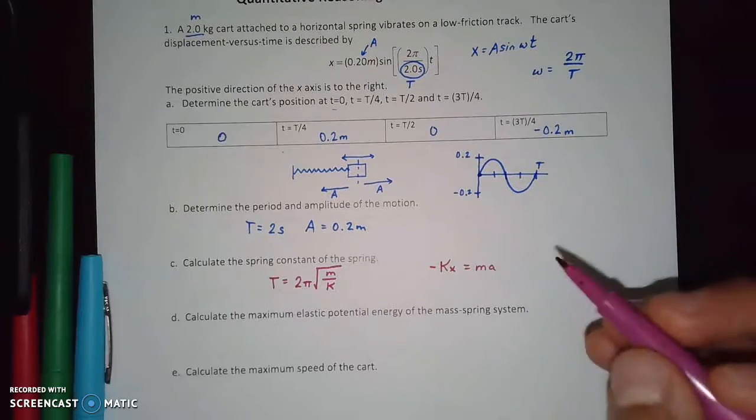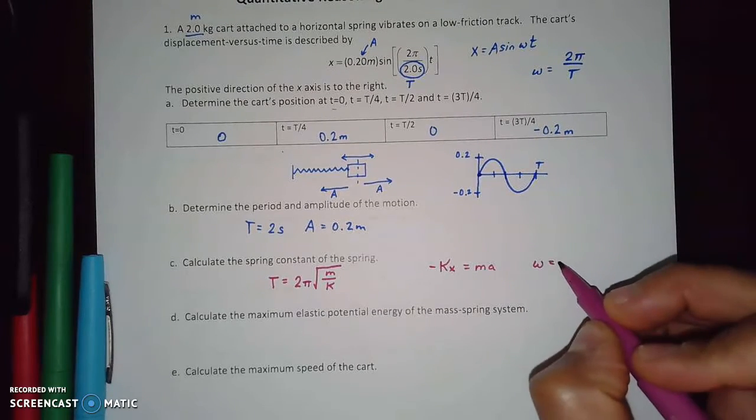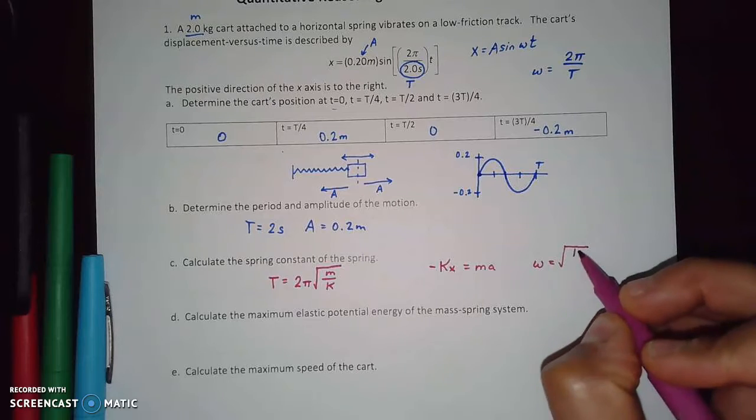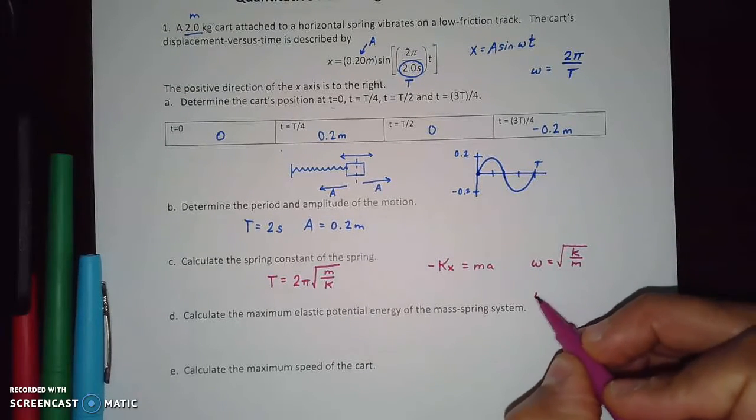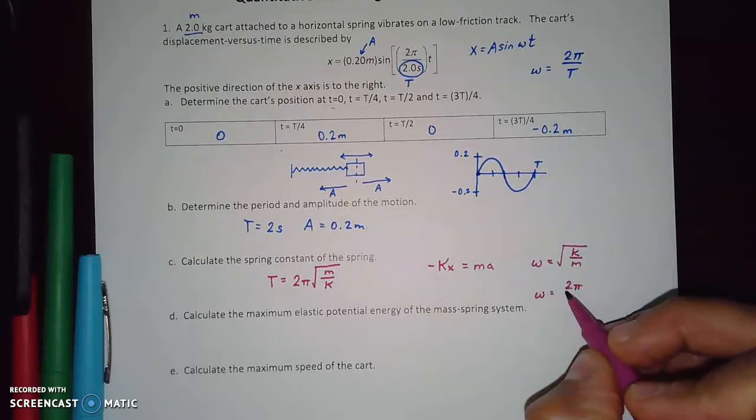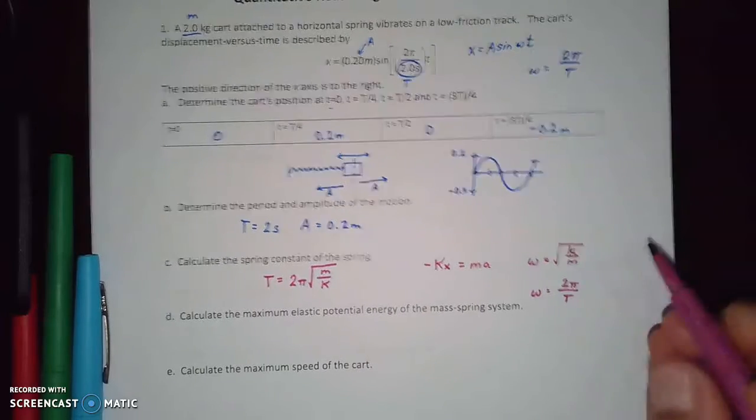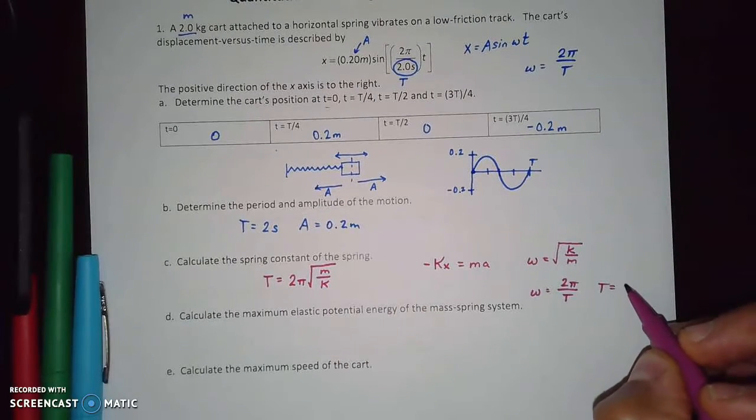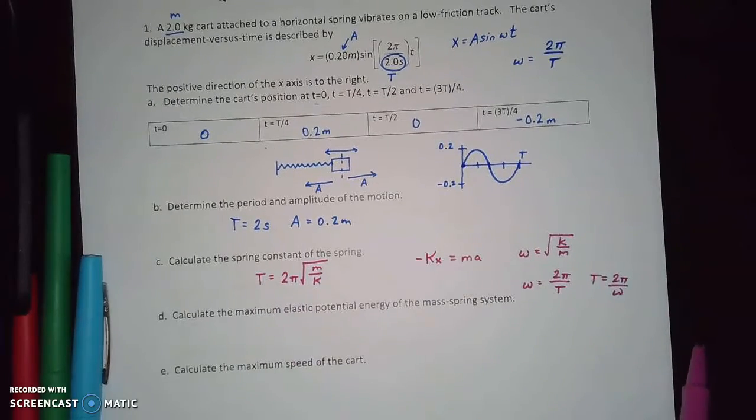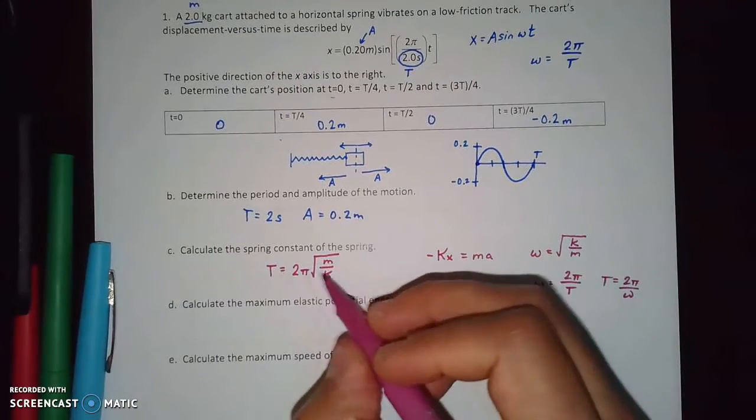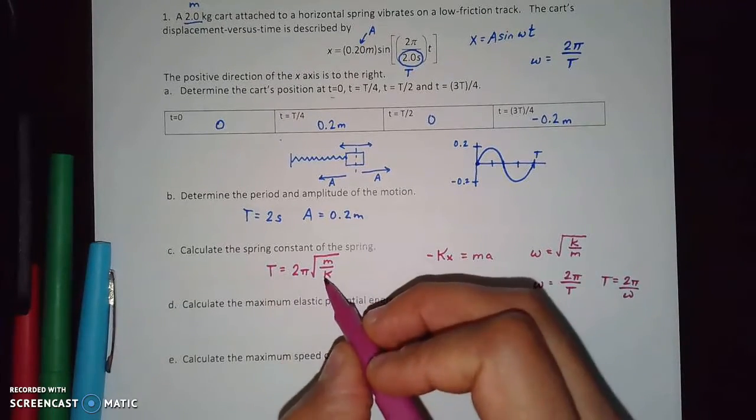And what we found was that omega was equal to the square root of k over m. Well, if I know that omega equals 2 pi over T, then T equals 2 pi over omega, and then I multiply by the inverse of that to get my equation here. Now, with that being said, I can solve this for k.